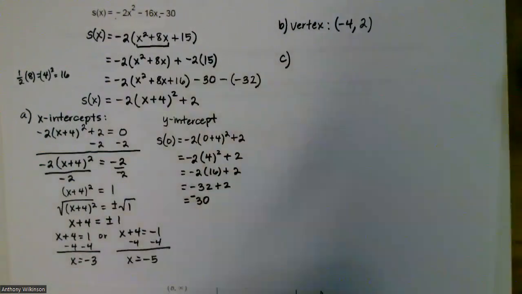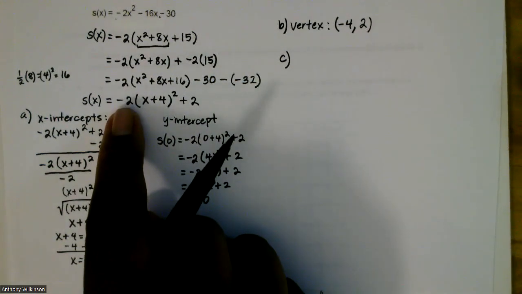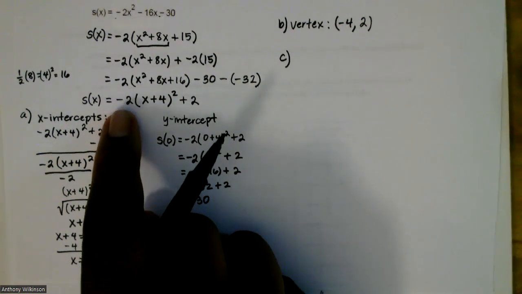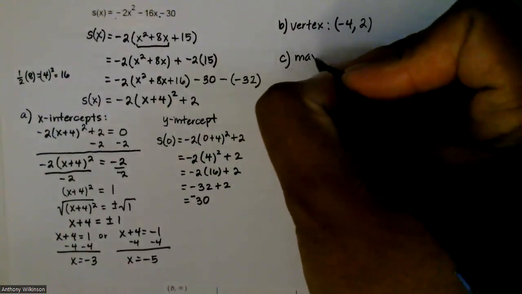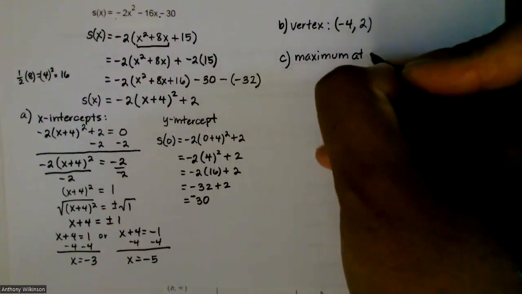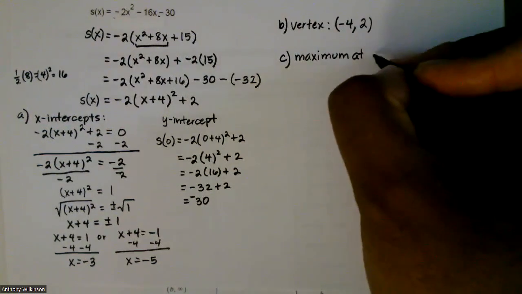Part C is a maximum or a minimum. Now, keep in mind, if the number in front of the parentheses when it's written in vertex form is negative, it opens downward. That means we have a maximum point. So we have a maximum at the y coordinate's value, which is in this case 2.